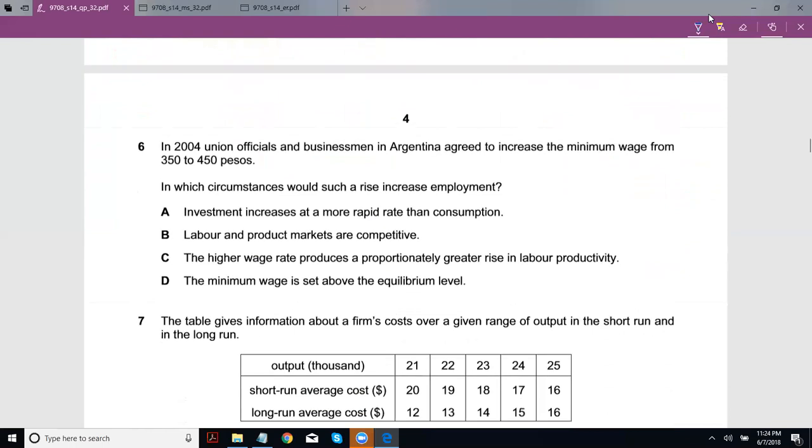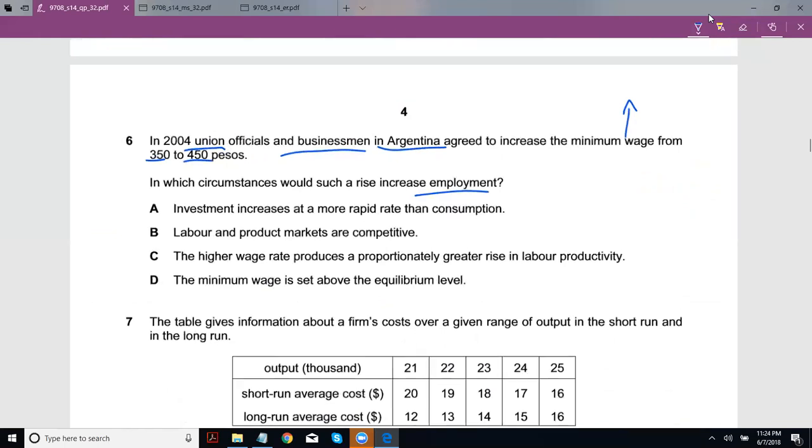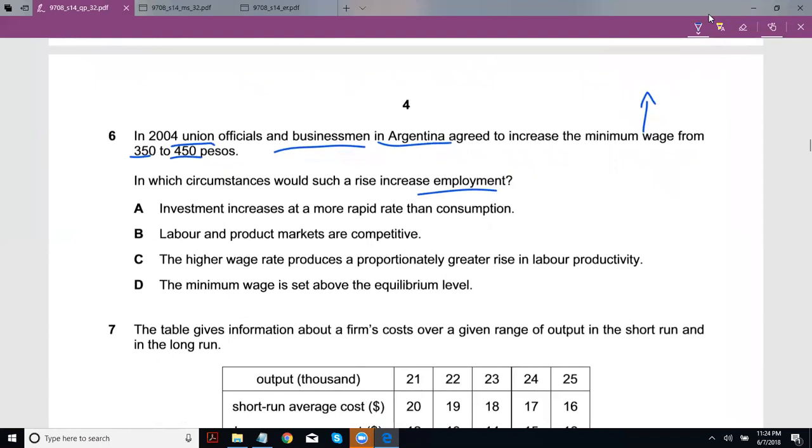Question 6. In 2004, union officials and businessmen in Argentina have agreed to increase the minimum wage from 350 to 450 pesos. In which circumstance would such a rise increase employment?